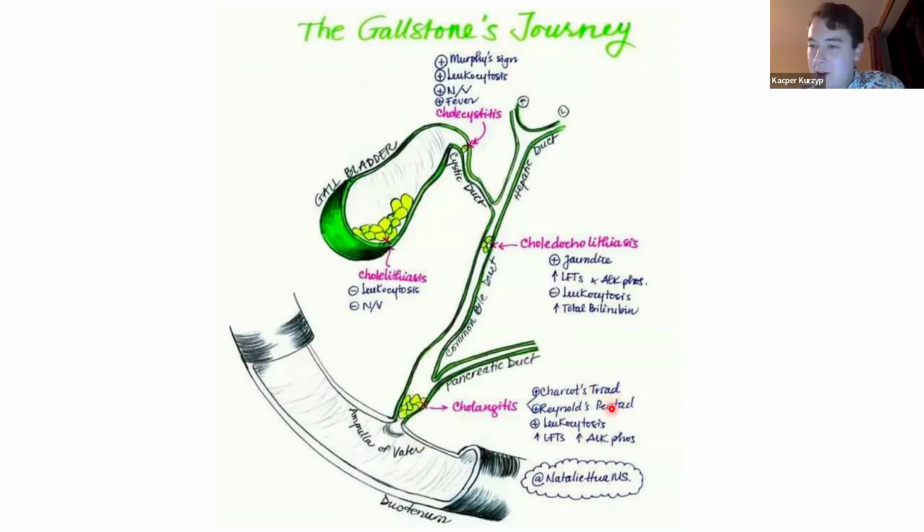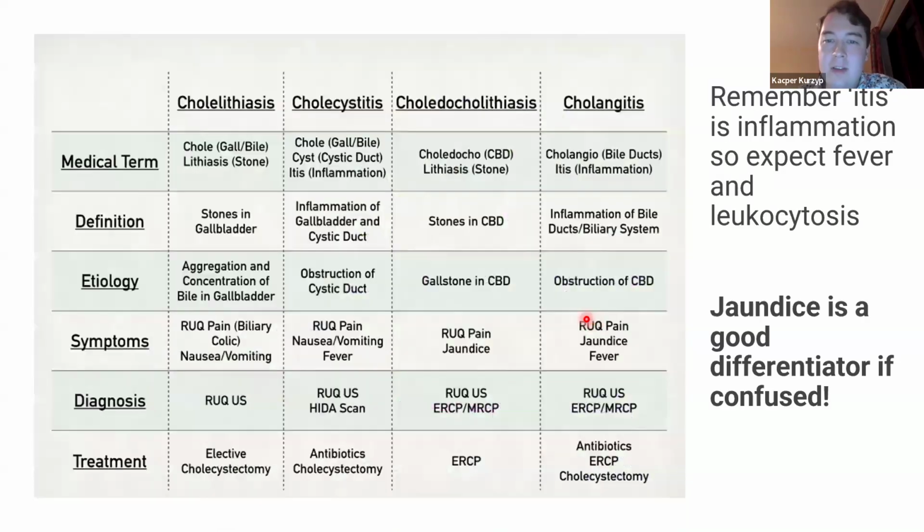And Reynolds' pentad is essentially the symptoms of severe cholangitis, but I will talk it through with you in a second. Now, this is a big chart if you want to go into specifics. It kind of tells you everything about what we will cover, but to simplify, if something has itis, there is inflammation, so fever, CRP, white blood cells. Whereas jaundice means that the bile is not draining from the liver, so whatever is happening has to be happening in the common bile duct or in the ampulla of Vater.